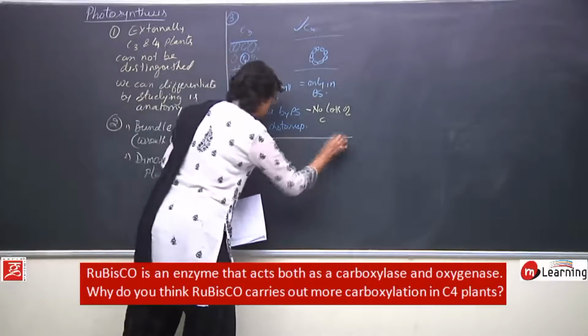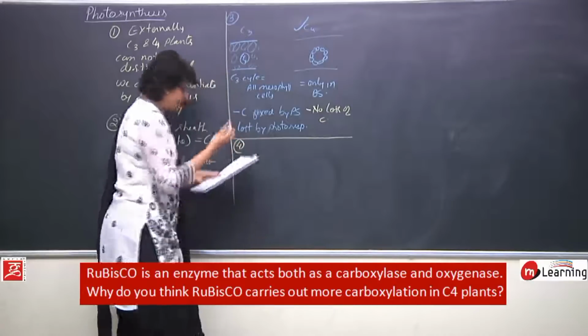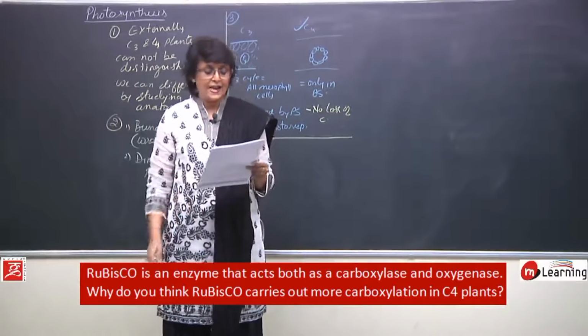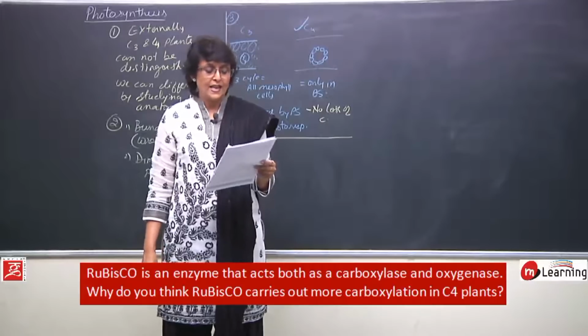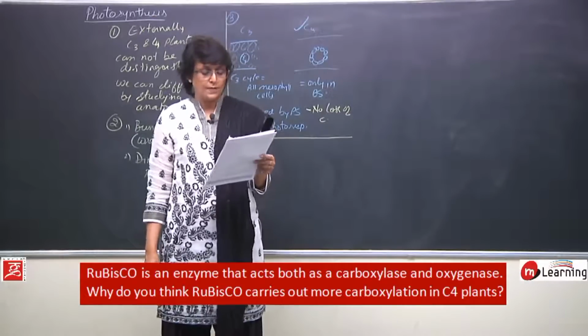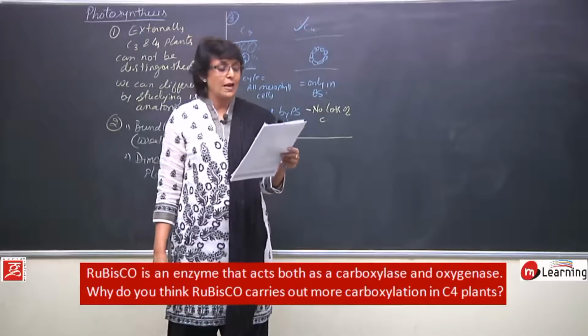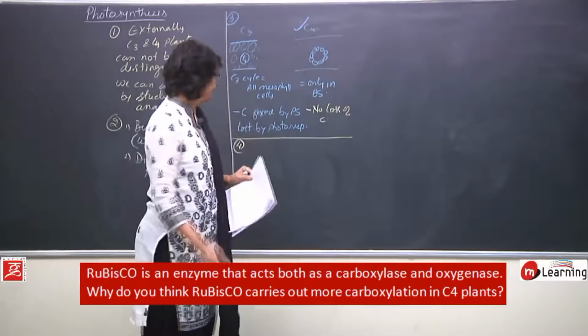Fourth question, Rubisco is an enzyme that acts both as a carboxylase and oxygenase. Why do you think Rubisco carries out more carboxylation in C4 plants?